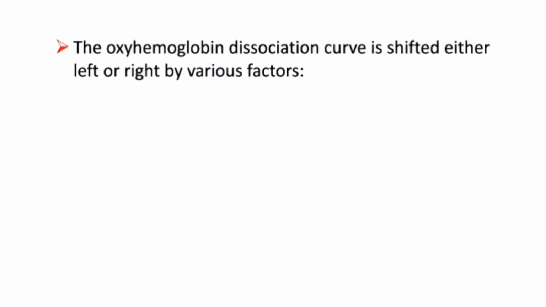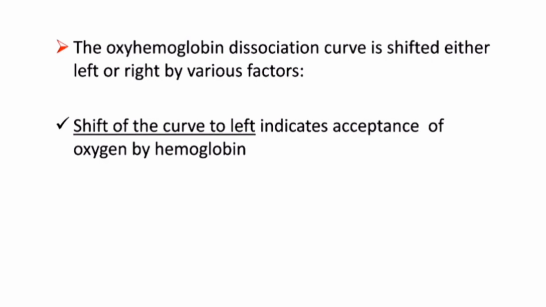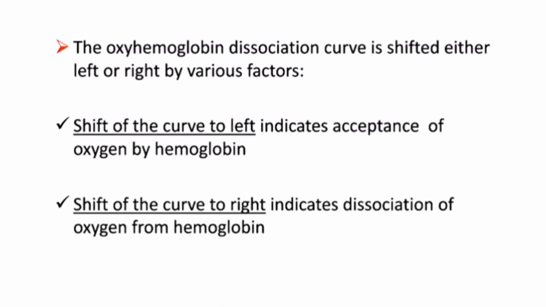The oxyhemoglobin dissociation curve is shifted either left or right. The shift of the curve to the left indicates acceptance of oxygen by hemoglobin, like association of oxygen with hemoglobin. There are two words, dissociation and association. Dissociation is nothing but a shift of the curve to the right. When there is dissociation of oxygen from hemoglobin, the graph shifts to the right. A shift to the left indicates the acceptance of oxygen by hemoglobin.